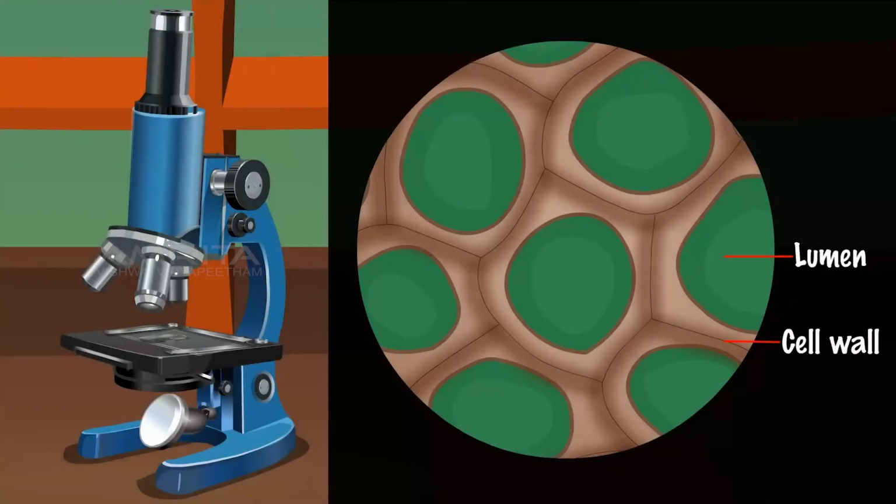Inference: as the cells have thickened cell walls and little protoplasm, we can confirm that the tissue seen on the slide is a sclerenchyma tissue.